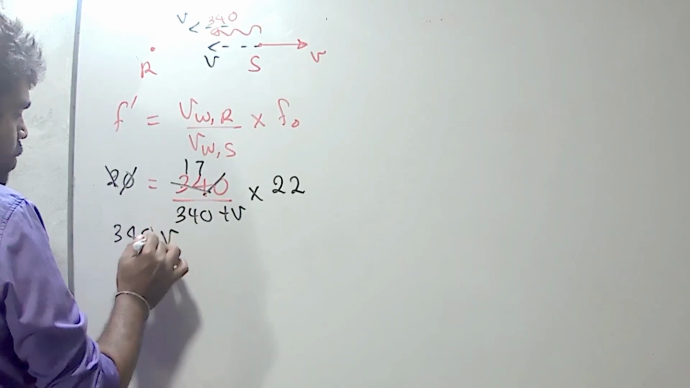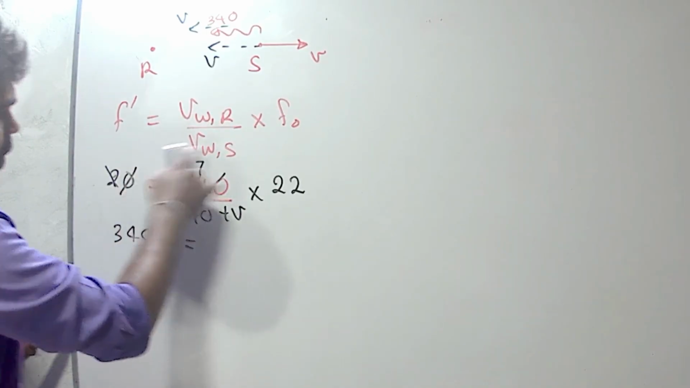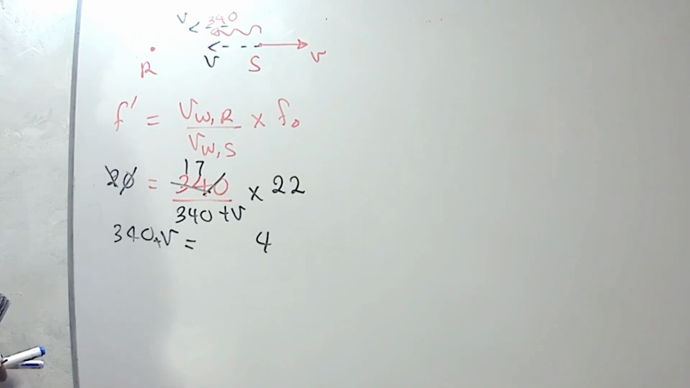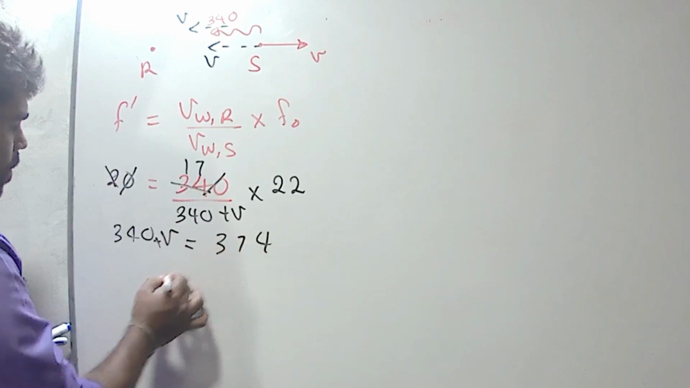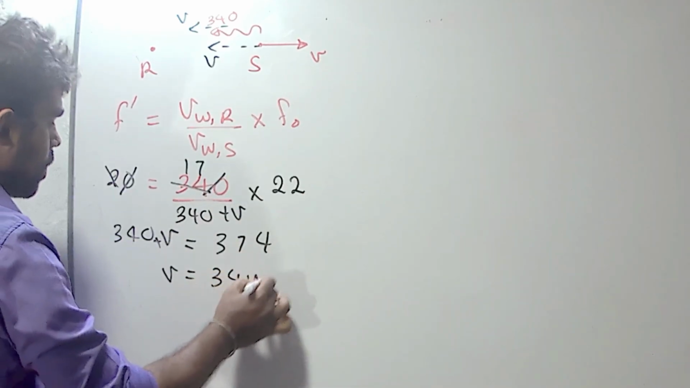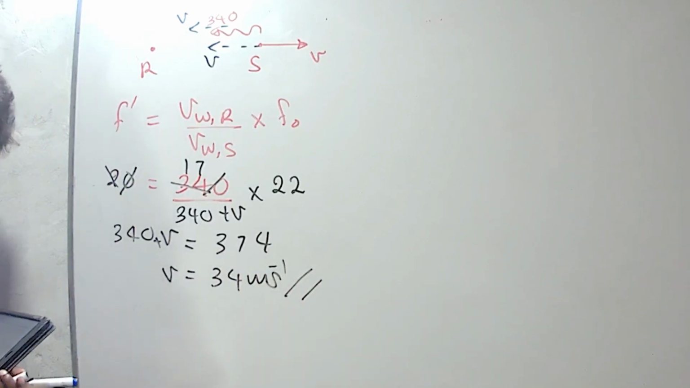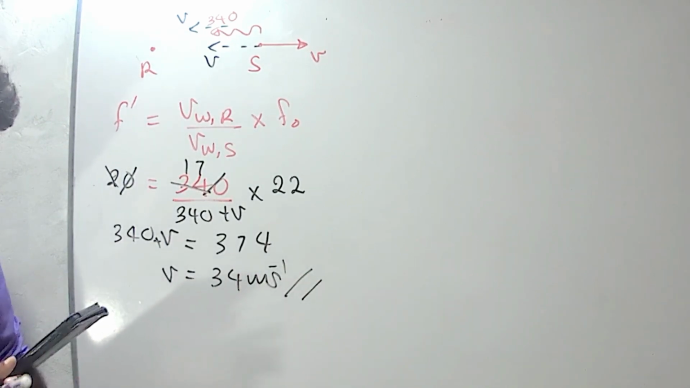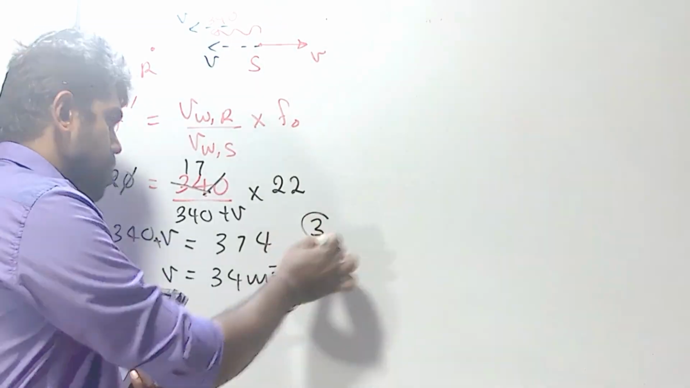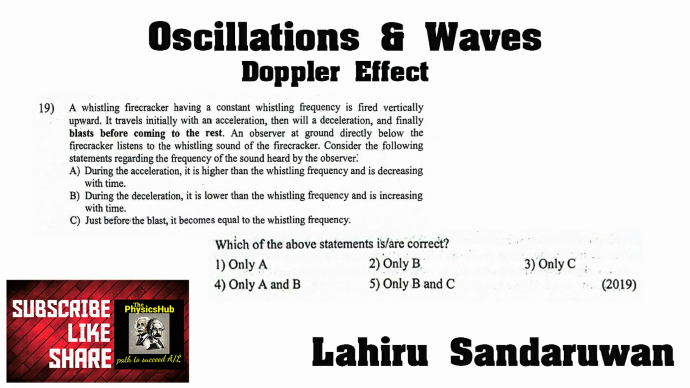340 plus v equals 17 into 2, 34; 3 remaining, 17 into 2, 34 plus 3, 37. V equals, we have to subtract, 34 meters per second. Then the velocity of the car should be 34 meters per second away from the train. Answer is 3.